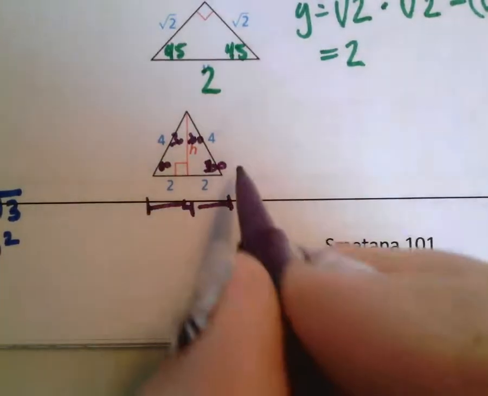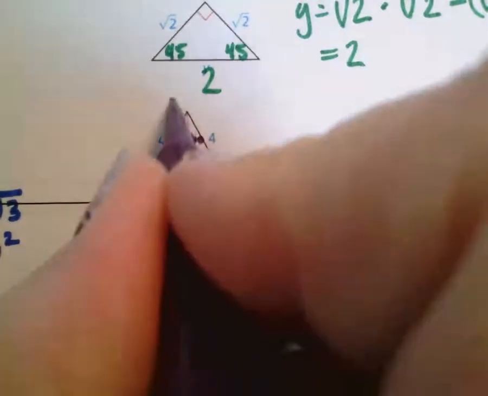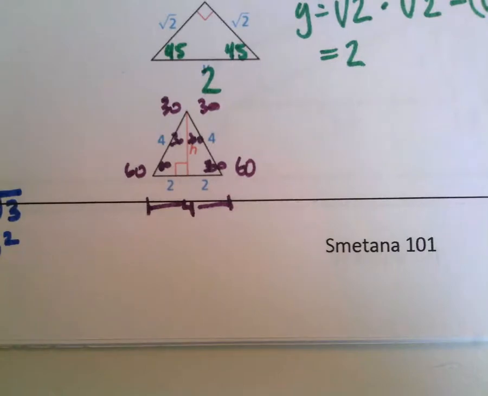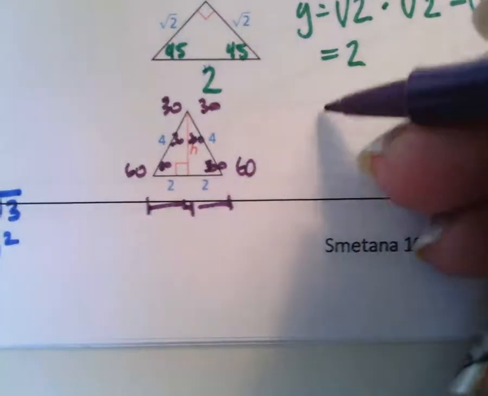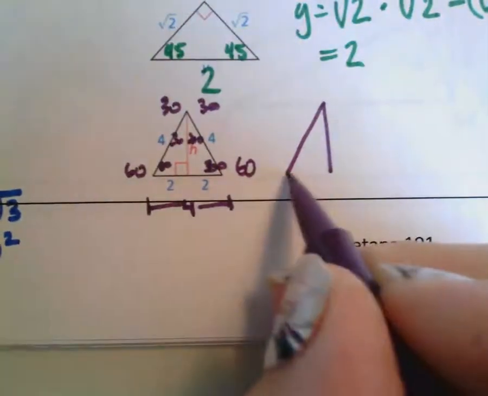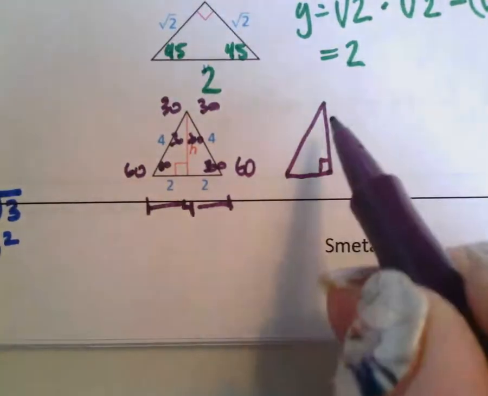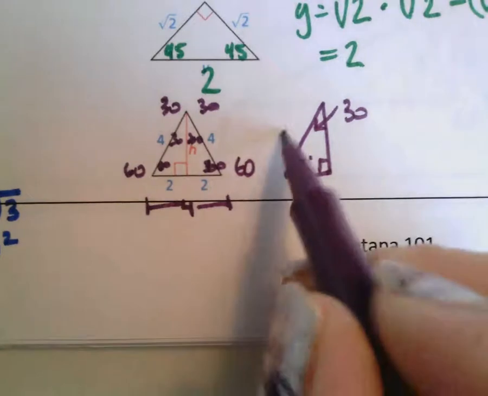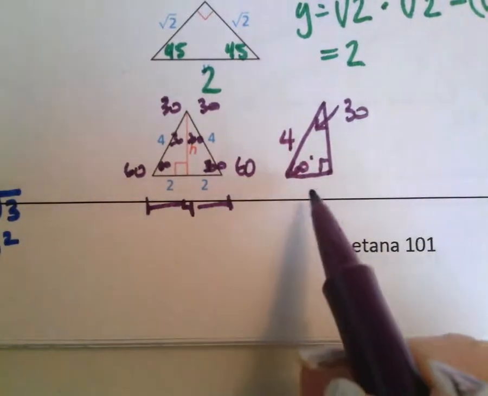You can barely see that. 60, 60, 30, and 30 are your angle measurements. Okay, so if I just pull one of these out, first of all, because it's really tiny, but this is your 30, this is your 60, this is your 4, and this is your 2.